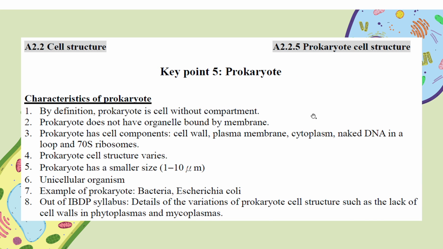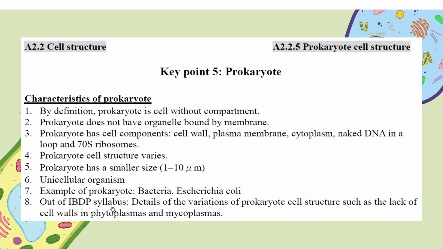We'll learn it later. Prokaryotic cells have components, for example cell wall, plasma membrane, cytoplasm, naked DNA, and the 70S ribosome. Ribosome is used to produce protein. Prokaryotic cell structure varies actually, and prokaryotic cells have a smaller size, 1 to 10 micrometers, and they are unicellular organisms. An example of a prokaryote is the bacterium E. coli. And then there is our syllabus for IBDP now.